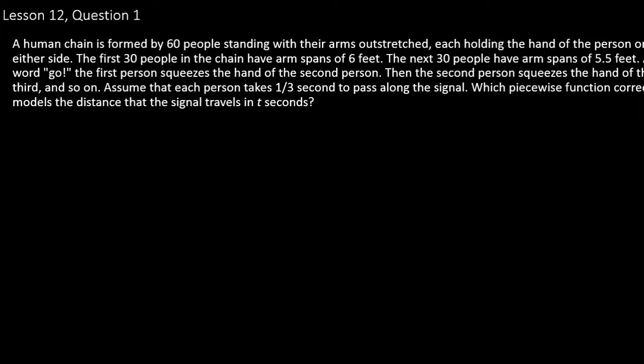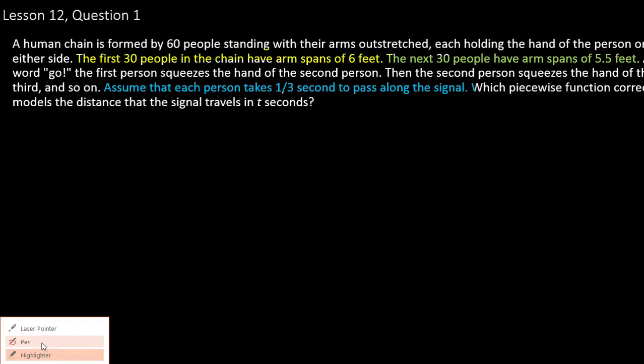Okay, a lot going on here, so let's consider the information we have and make sure we understand what the question is asking. We have to imagine this chain of 60 people standing in a circle, split into two groups: the first 30 people who have arm spans of 6 feet, and the next 30 people who have arm spans of 5.5 feet. Regardless of how long the arm span is, each person takes a third of a second to pass along the signal. The question doesn't say that people with longer or shorter arms take more or less time.